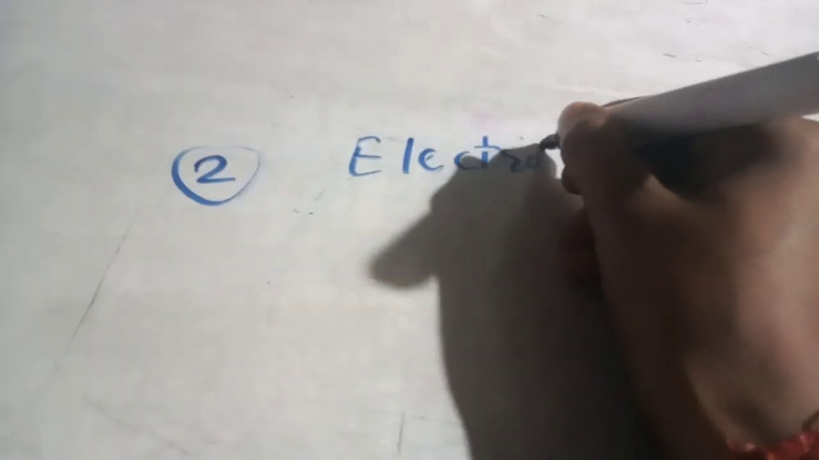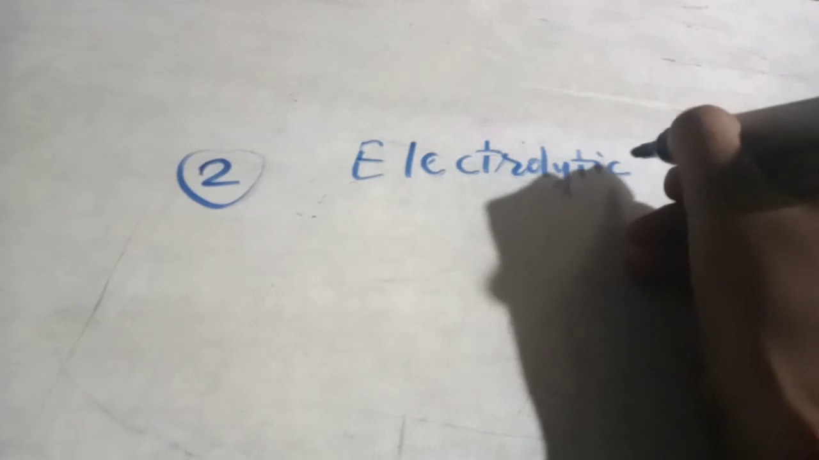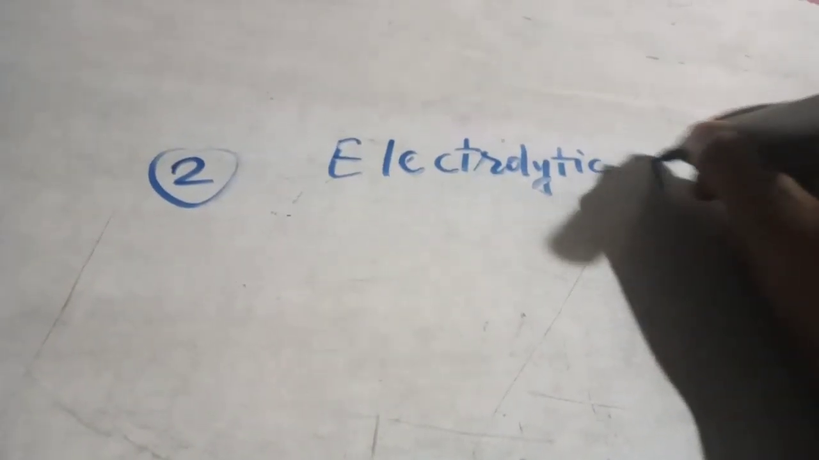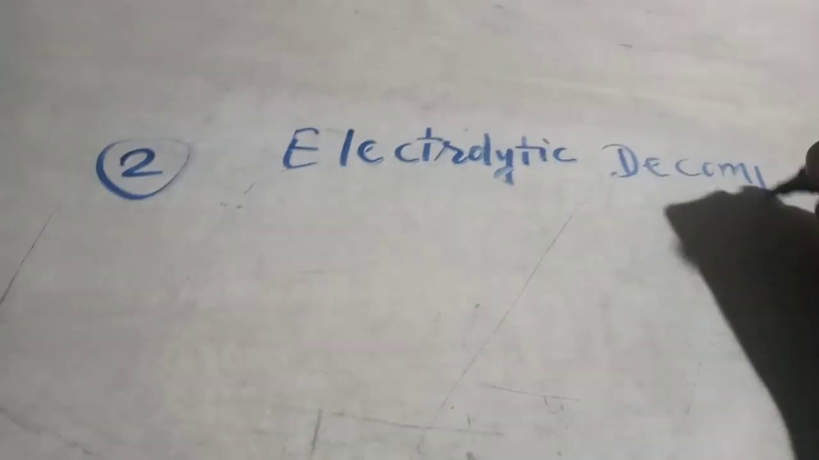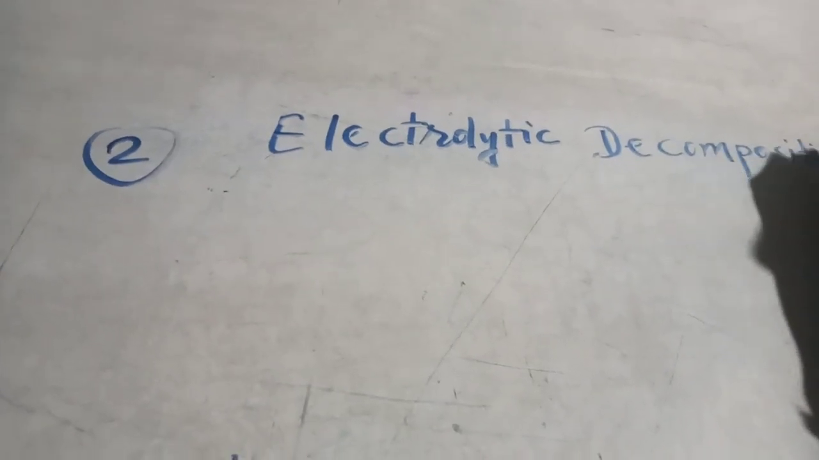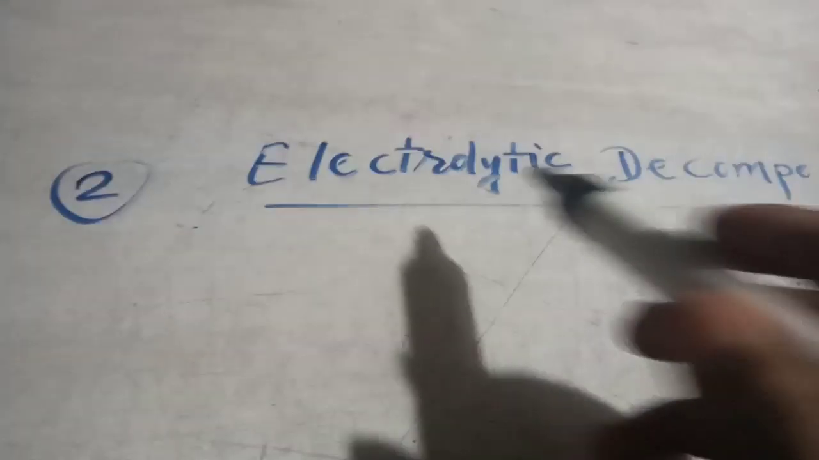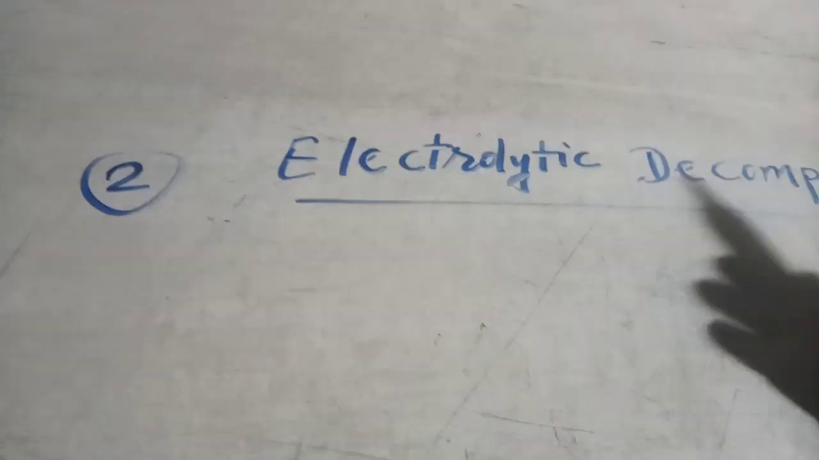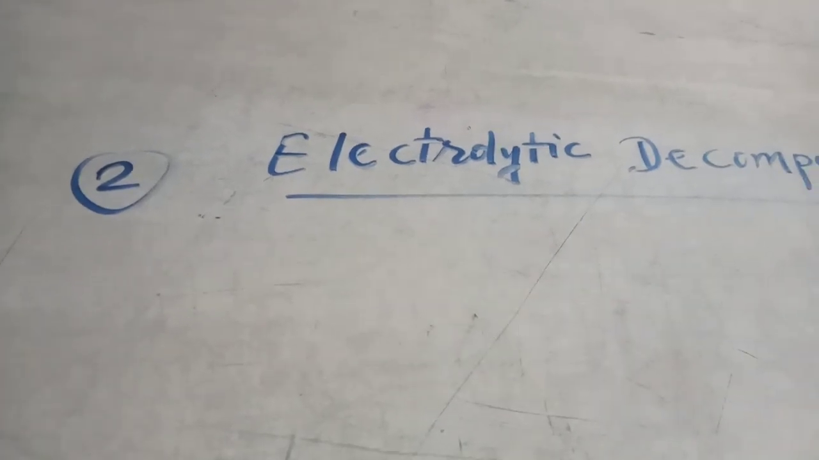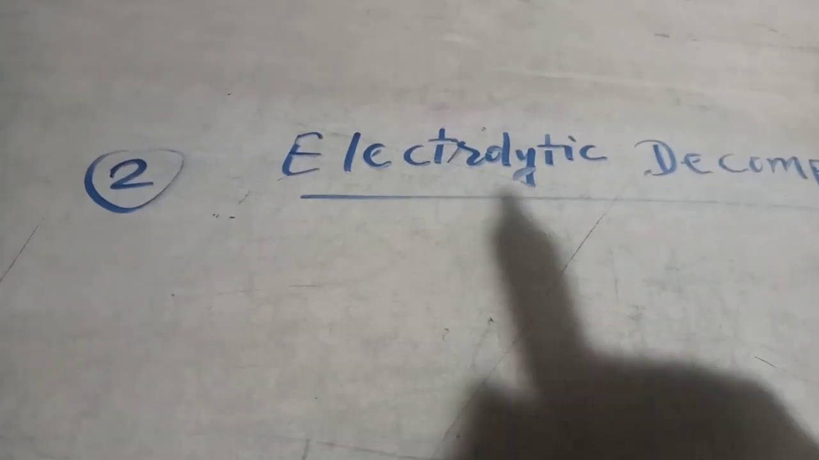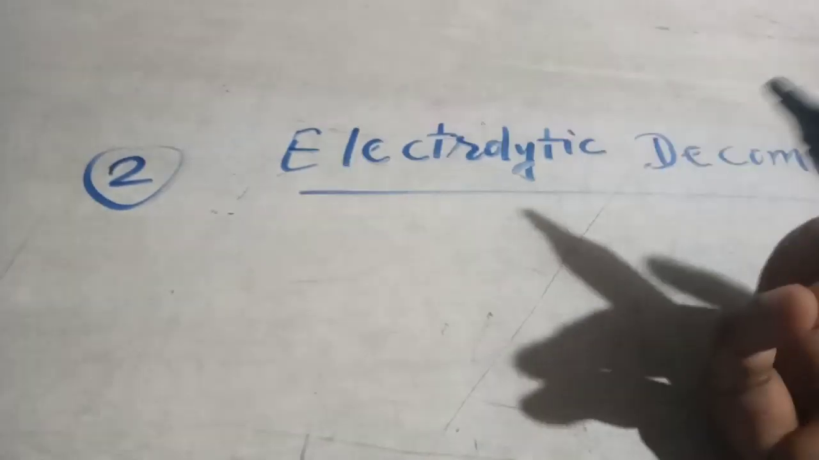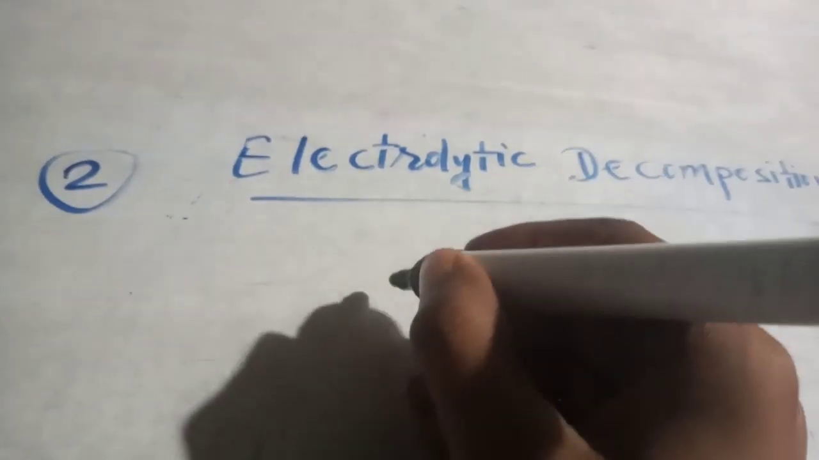Another type of decomposition reaction is electrolytic decomposition reaction. Electrolytic means the decomposition reaction is occurring under the influence of an electric field or electric current. So let us see its example.